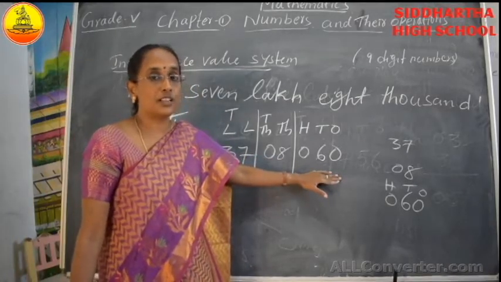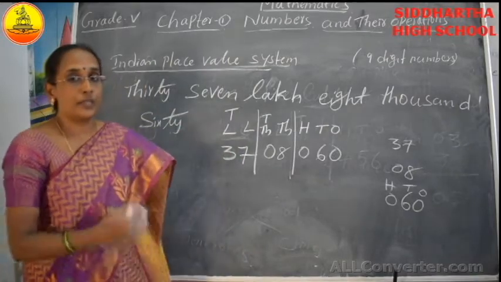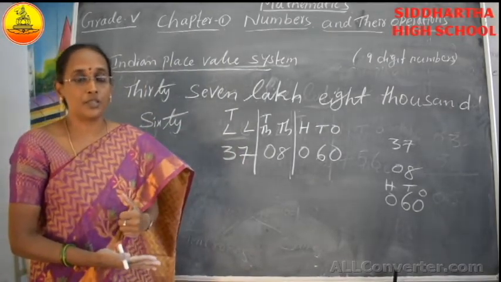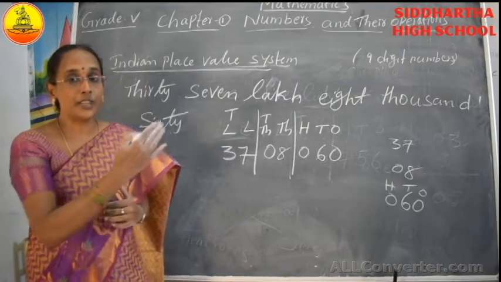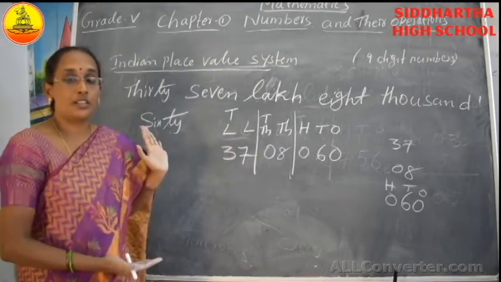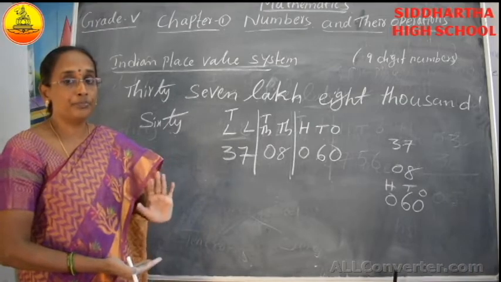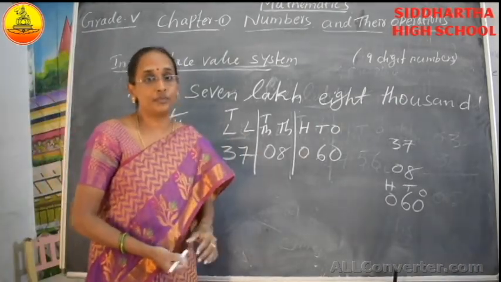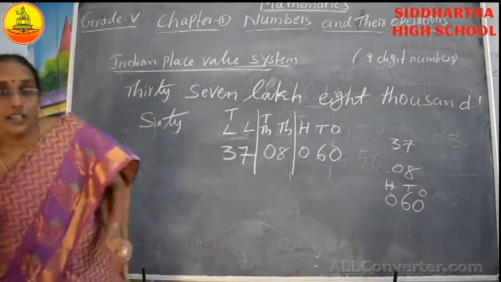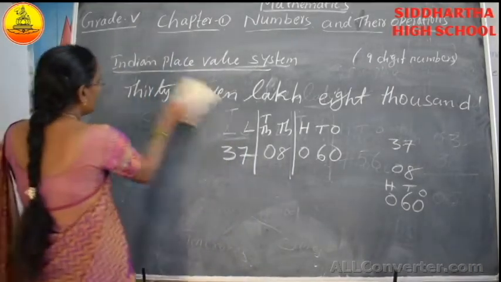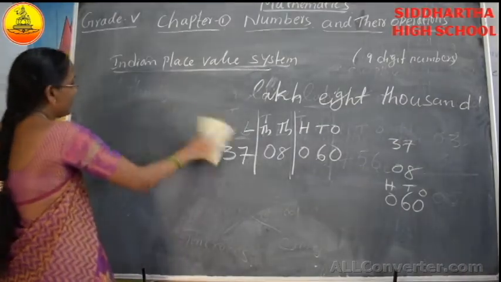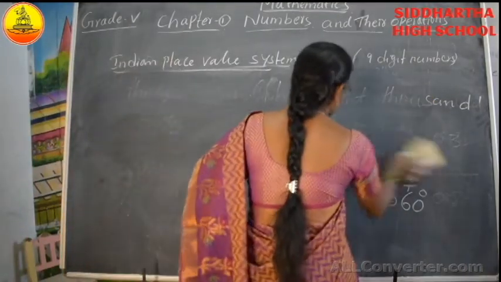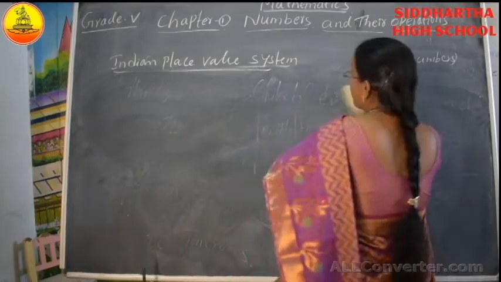Did you understand, children, how to read and write the numbers in the Indian place value system? When mentioning the places, go from right side to left side; while reading the number name or writing the numbers, go from left side to right side. Okay children. Now the next topic I told you about is the international place value system. We will discuss the international place value system.